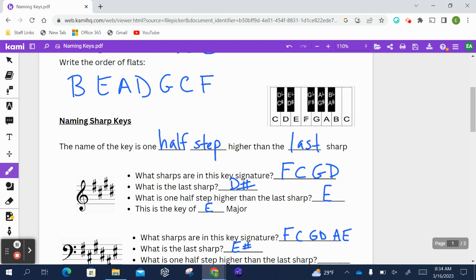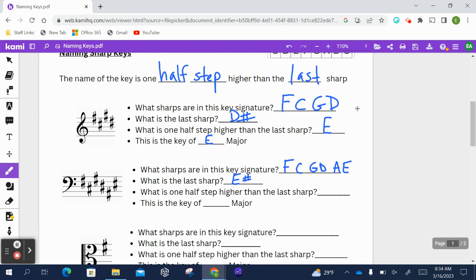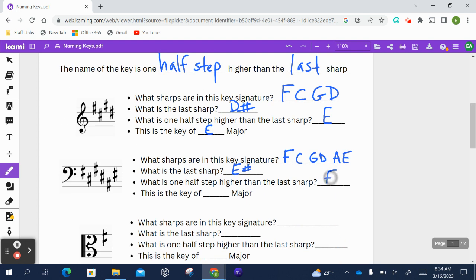So what's one half step higher than an F? It's up here, F sharp or G flat. Now, since it's a sharp key, we're not going to use the flat version of that note in the key signature name. So this would be the key of F sharp.